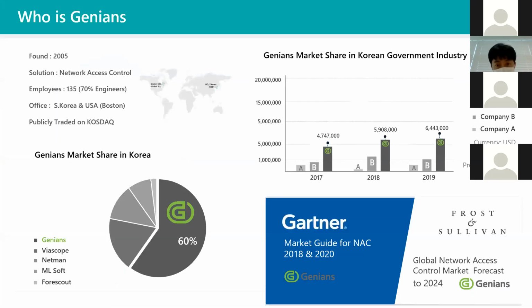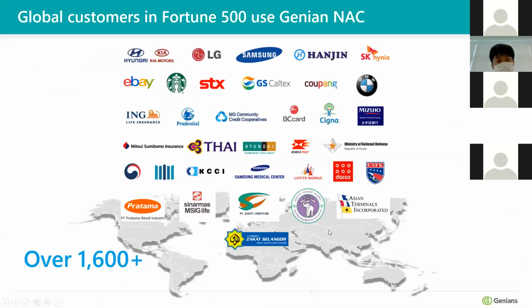Before I go to that, you may already know that we are number one in market share in South Korea. We beat Viascope this time, right? We beat Viascope all the time in South Korea, okay? And our name is also in Gartner and Frost & Sullivan. In case the customer asks, we have it, okay? You can guide them to that.